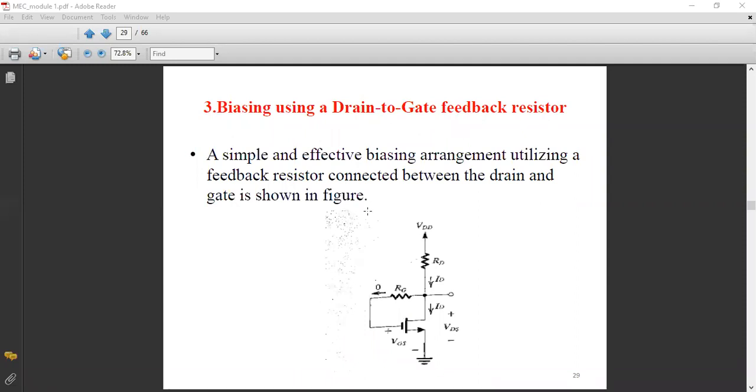So now I'll move to the third technique. Please take down the diagram. The third technique is biasing using a drain to gate feedback resistor. All of you take down the circuit diagram.